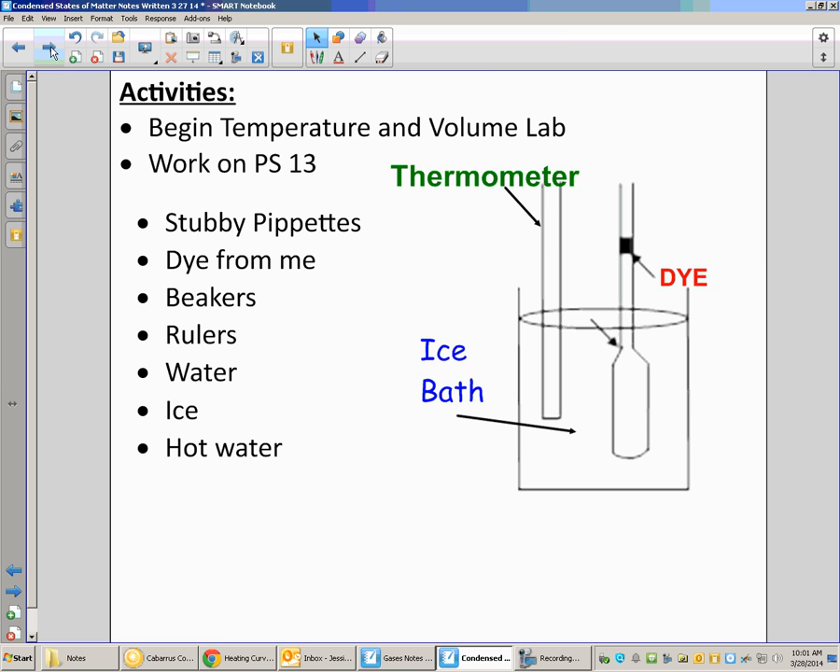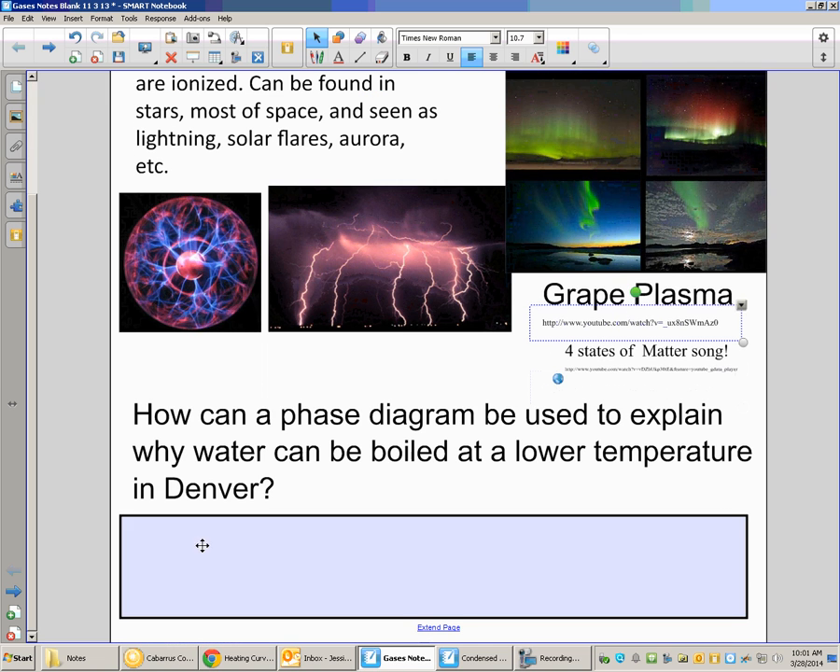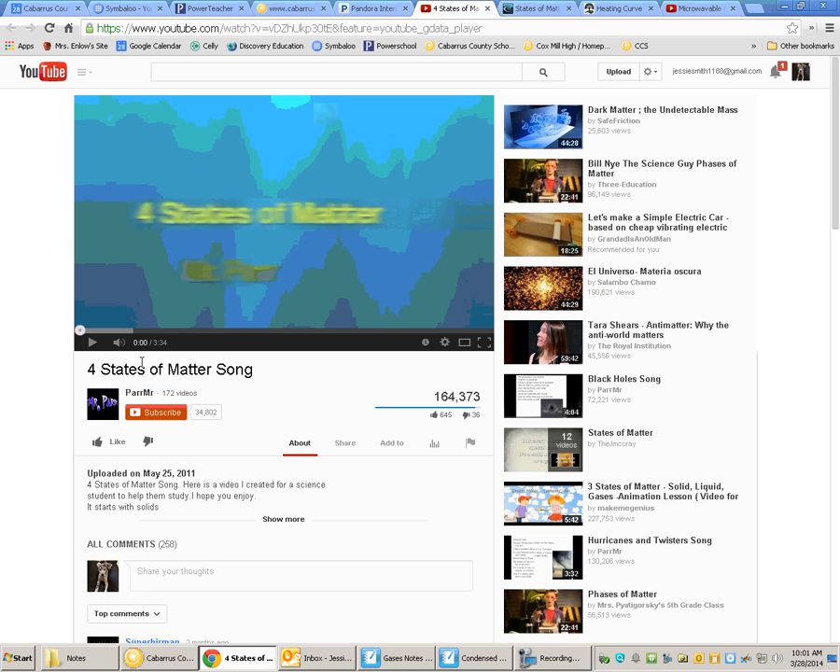Next is this thing. Okay. I was going to show you the States of Matter song. I love this song.